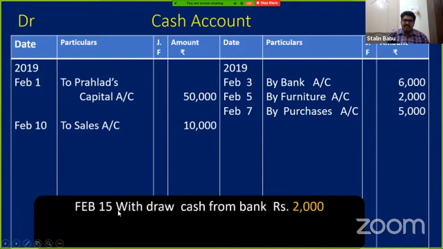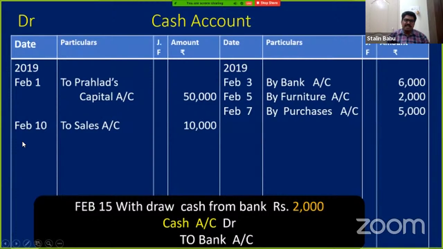On February 15th, withdraw cash from the bank. So what is coming into the business? Cash. Cash account debit to bank account. The journal entry is cash account debit to bank account. Cash account is debited in this journal entry, so we have to post on the debit side.